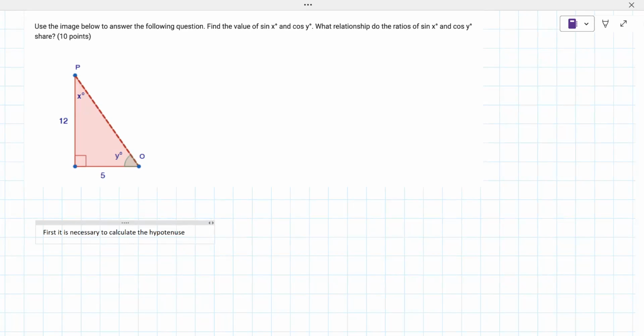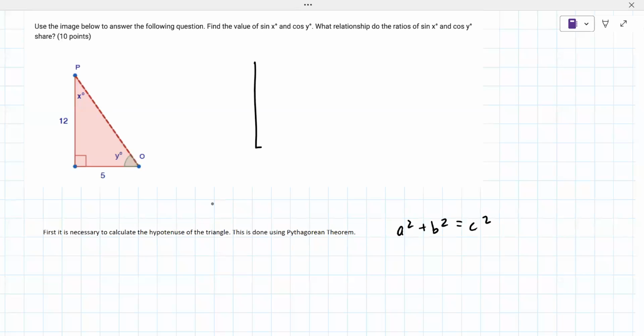All right, first it's necessary to calculate the hypotenuse of the triangle. This is done using the Pythagorean theorem. The hypotenuse c. Well, I guess I'll just handwrite it. So it's a squared plus b squared equals c squared. 5 squared plus 12 squared equals c squared.